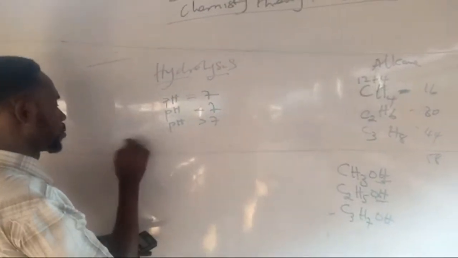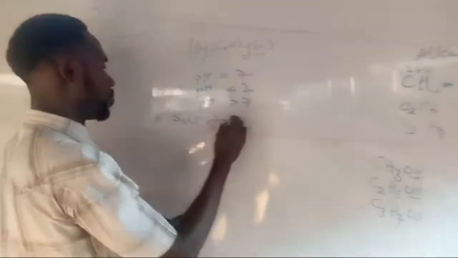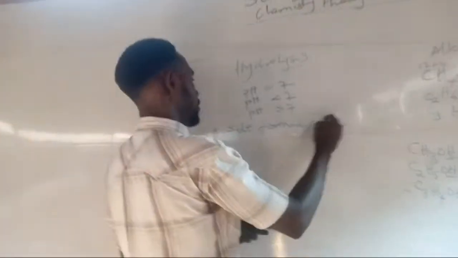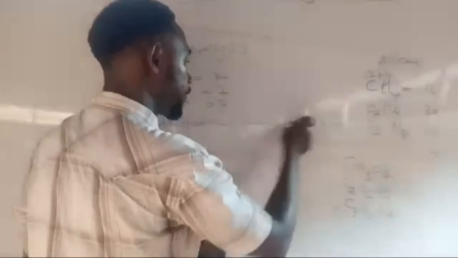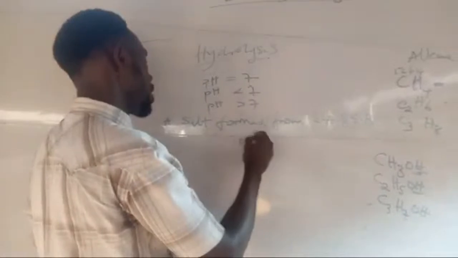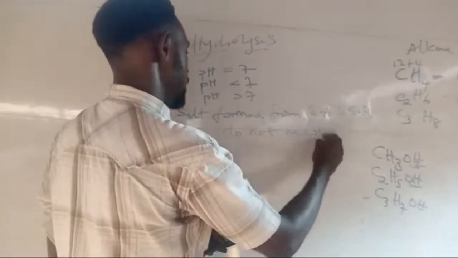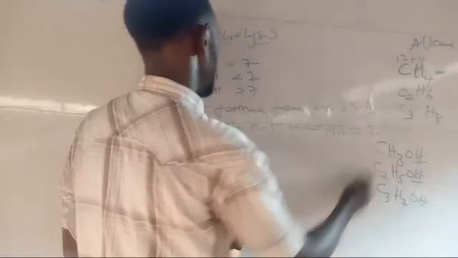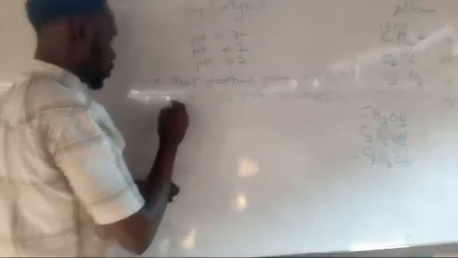A salt formed from strong acid and strong base. If a salt is formed from strong base and strong acid, it does not hydrolyze. Rather, it will give us a pH of exactly 7. A good example is this: sodium chloride. How will you know the acid and base that form sodium chloride? Simple.